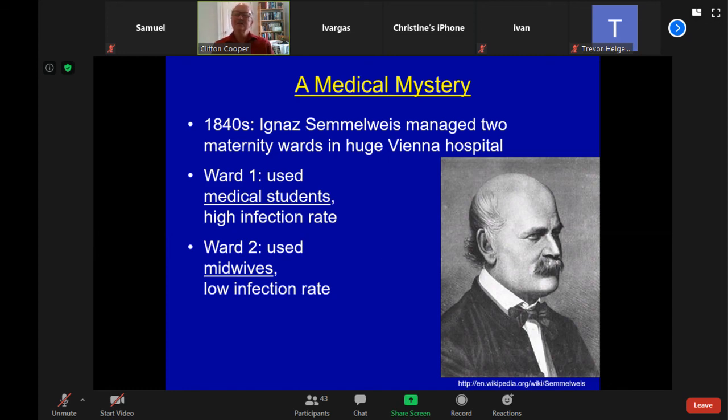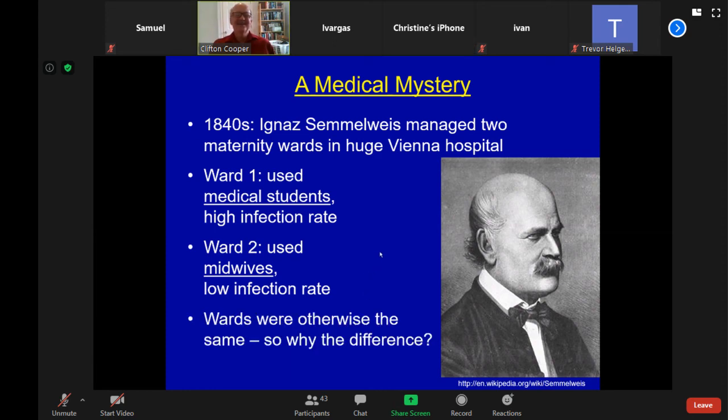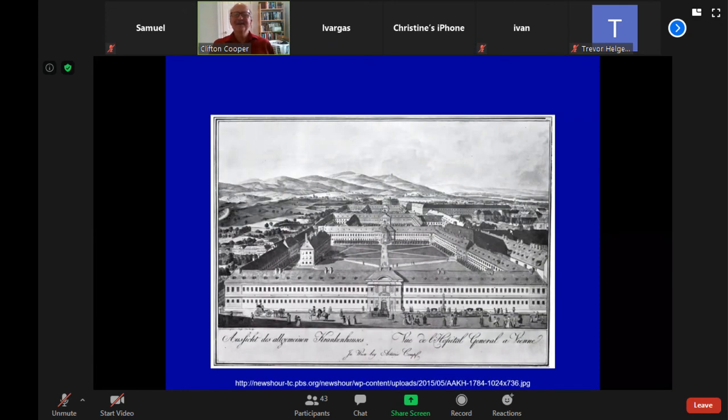Can anyone guess maybe why? They're not washing their hands. Somebody already peek and know the answer? Because you're right. So, the difference. Well, here's what the hospital looked like. It was a big facility.